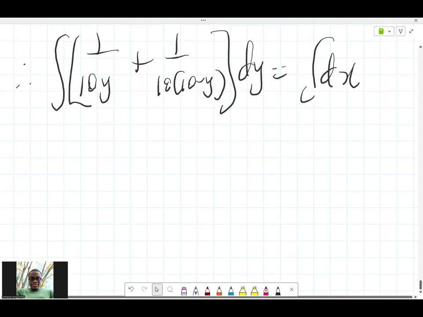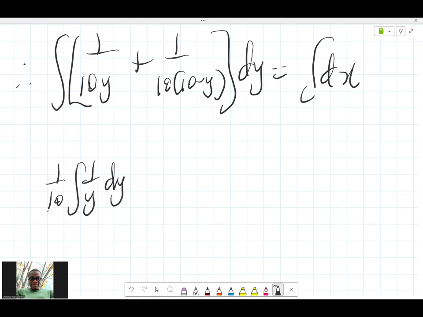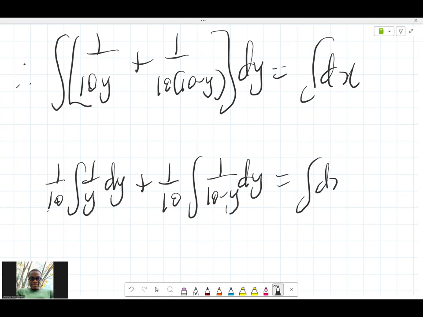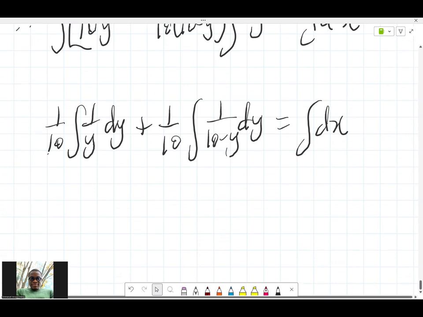So this looks easier to integrate, right? We can take 1 over 10 out, in fact. So we have 1 over 10 integral of 1 over y dy plus 1 over 10 again, integral of 1 over (10 minus y) dy, and that is equal to the integral of dx. So when we integrate 1 over (10 minus y), if you differentiate y, you get 1, right?